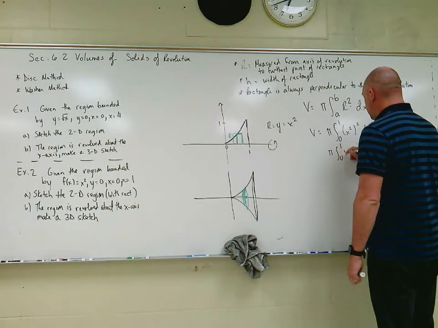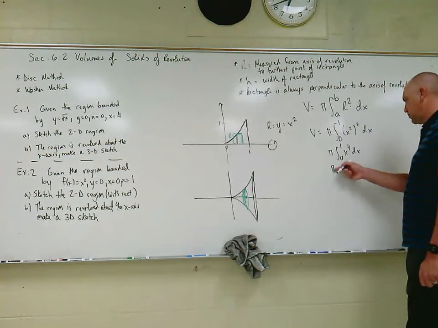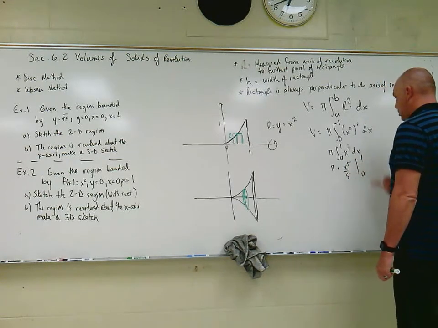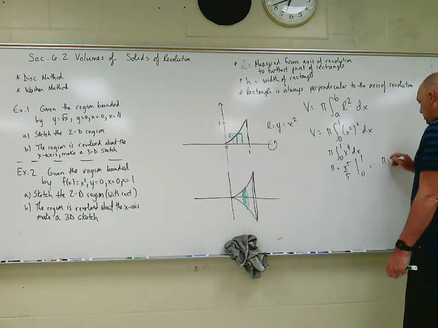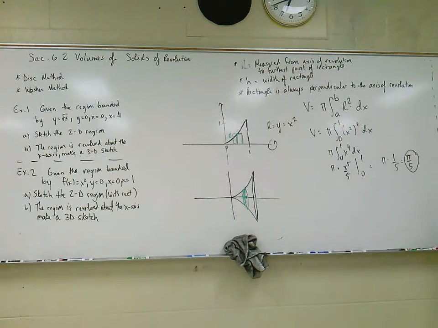0 to 1 of x to the fourth. What did you get for the antiderivative? X to the fifth over 5, 0 to 1. Well, you should have just got 1/5 pi, or pi times 1/5, or pi over 5. The volume. Very small figure. So I don't want you to always think that we're going to revolve around the x.